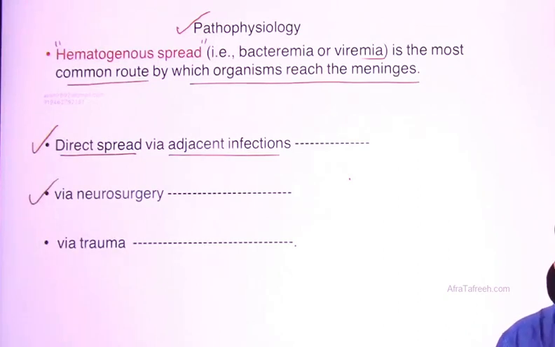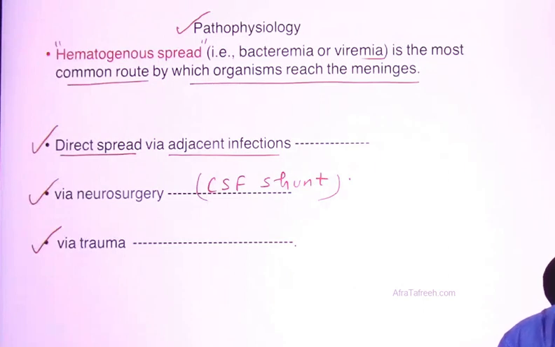With neurosurgery also the spread can happen, like when somebody is going for CSF shunting, which is done for hydrocephalus and all. So anybody undergoing any neurosurgery can develop an episode of meningitis. With trauma, suppose there is damage to the cribriform plate, there is direct inoculation of the organism after the trauma. That can also be one of the ways by which the infection reaches the meninges and there is inflammation of the meninges.